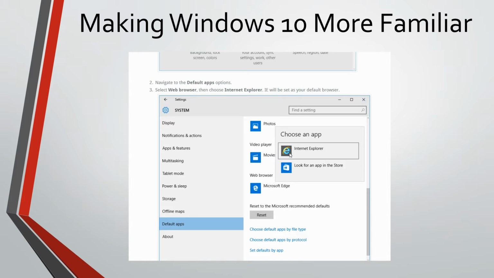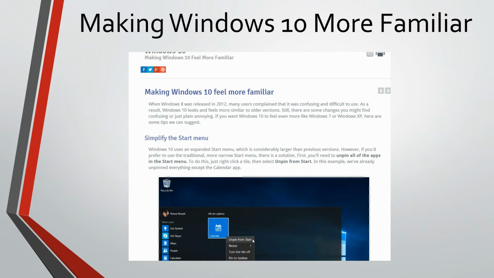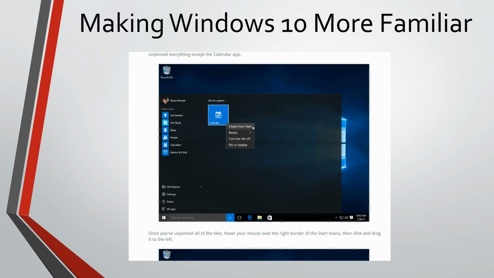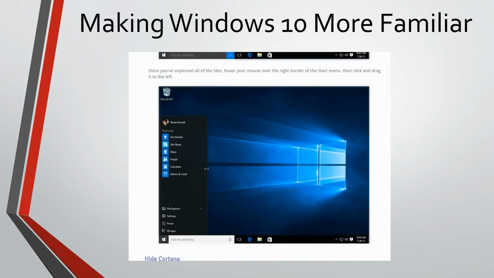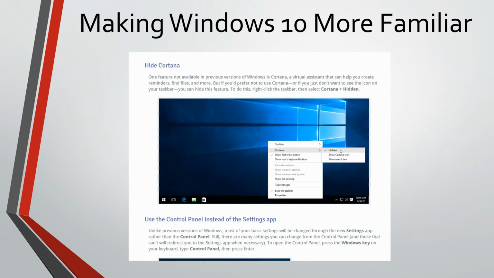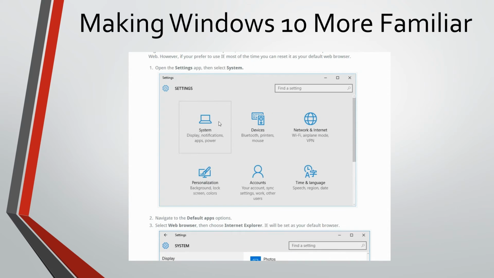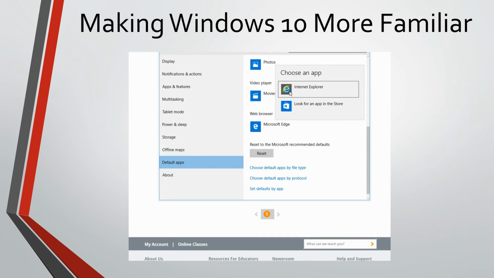So, we have gone over quite a few things in this when it comes to making Windows 10 feel a little bit more familiar. You can get rid of all those tiles. You can move and slide this over. Get rid of Cortana. You can use your control panel instead of your settings. And you can even get yourself back to Internet Explorer instead of Microsoft Edge.